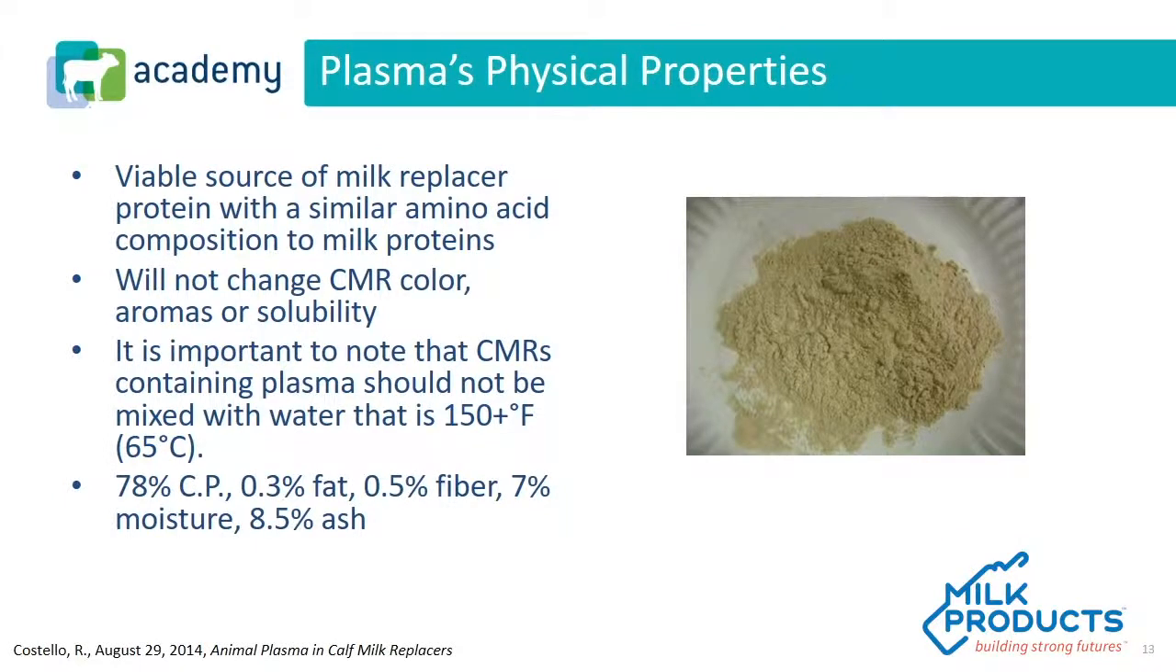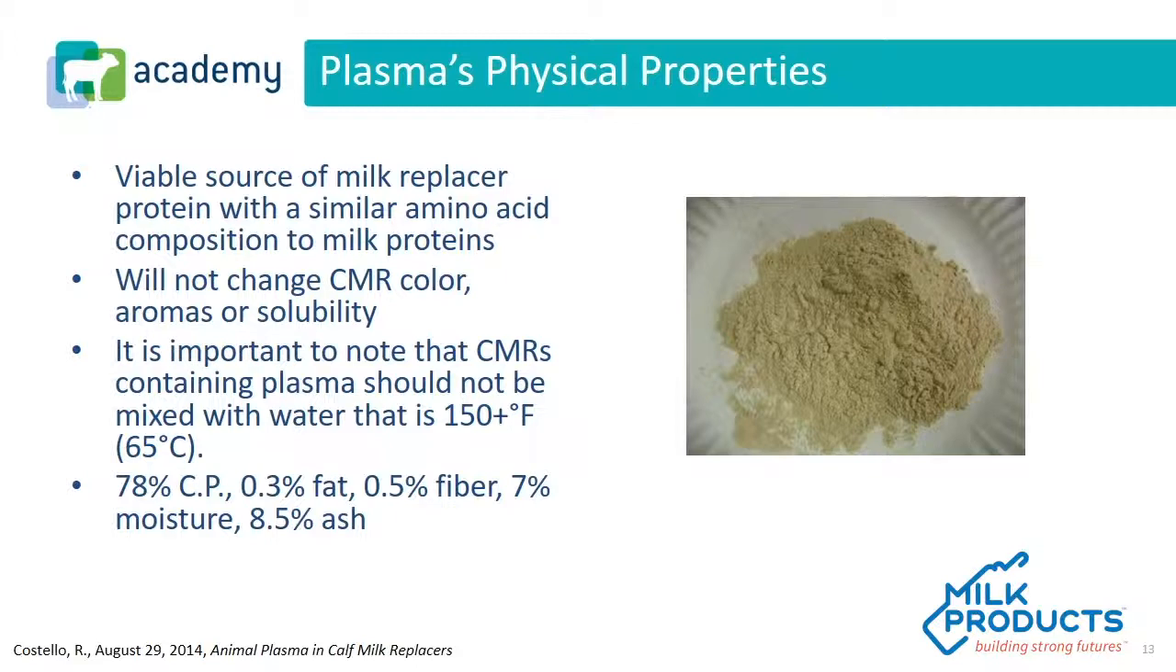When considering plasma as an additive to calf milk replacers, it should be noted that it's a viable source of milk replacer protein. In fact, it's considered a viable alternative protein source for calves. Plasma has a similar amino acid composition to milk proteins and therefore is readily digestible by the calf. It will not change the color of the calf milk replacer, or the aroma, or the solubility.